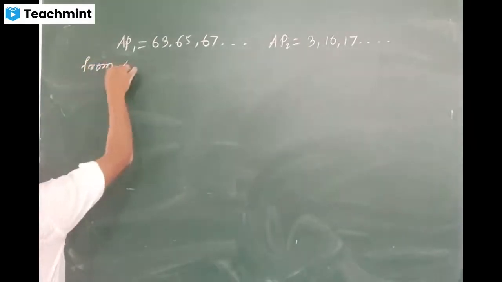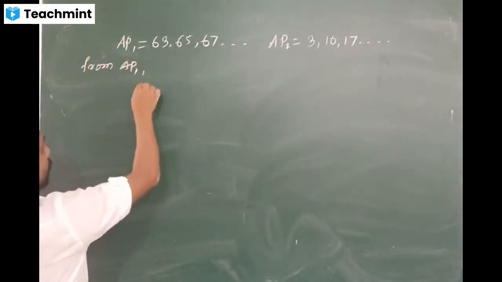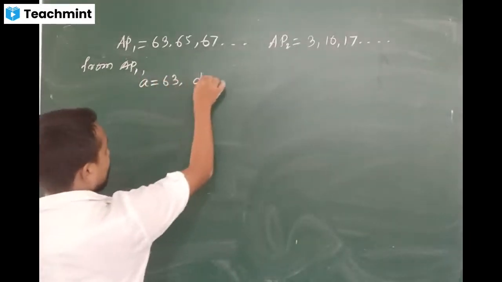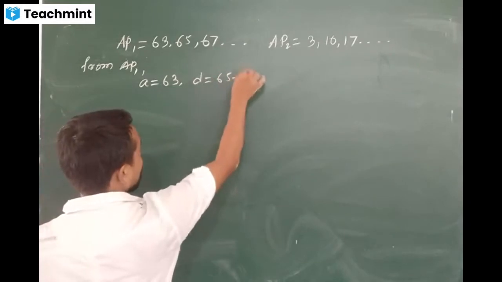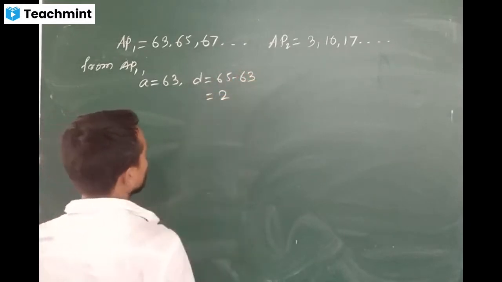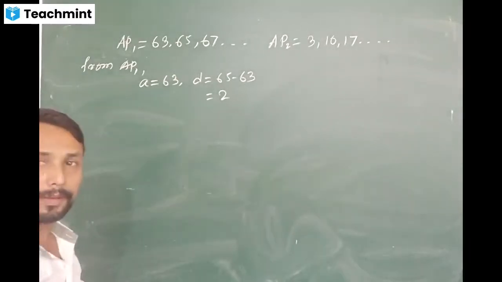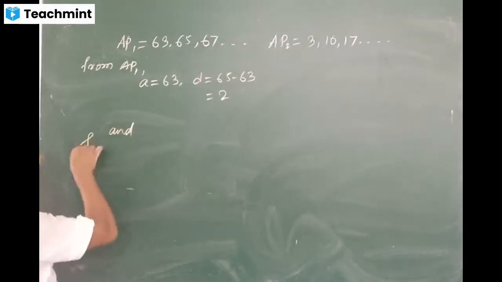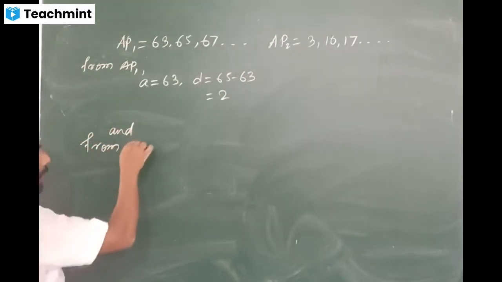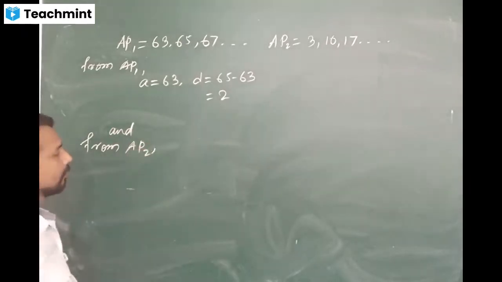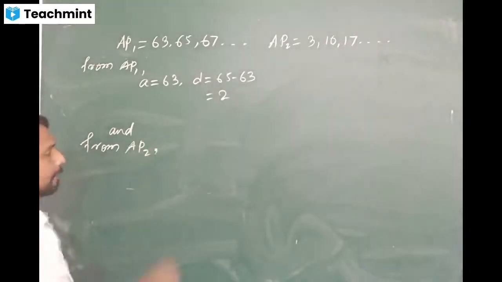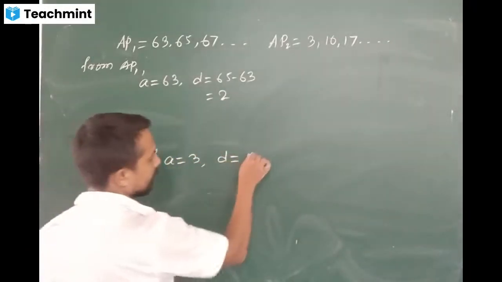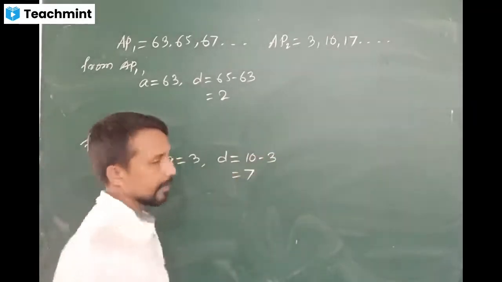From AP1, what do we have? a equals 63, and d equals 65 minus 63, which is 2. And from the second AP, a value is 3 and the difference is 10 minus 3, which is 7.